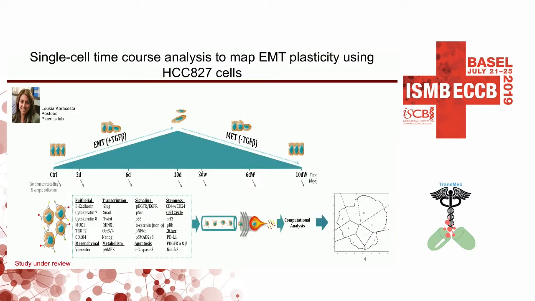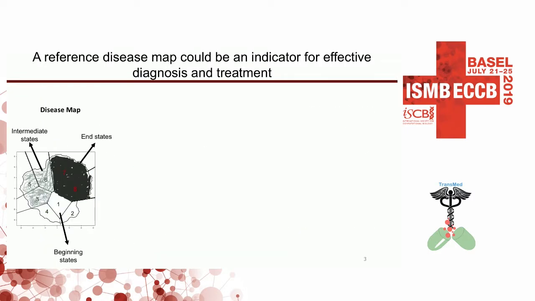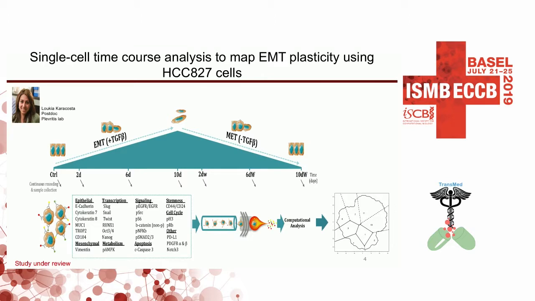So to generate the map, we collected time-course data over a period of 20 days. We stimulated cell lines using TGF-beta, which is a strong stimulant of EMT, over a period of 10 days. After which we withdrew TGF-beta for an additional period of 10 days. So we have a span of 20 days where the continuous treatment and withdrawal of TGF-beta allows us to model the entire EMT and MET process.